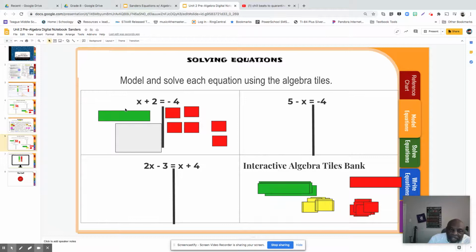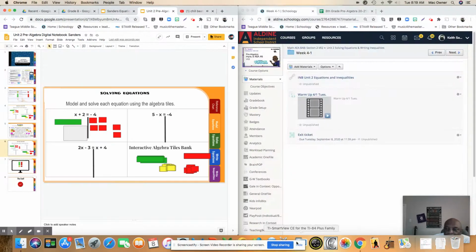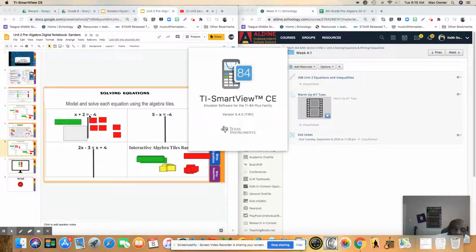So how could I check this? I can check this by saying if I know that x is -6, that means if I add -6 to +2, that answer should equal -4. And so I want to prove to you that that is correct. So I'm going to go to my graphing calculator here, and I'm going to pull up my calculator and prove to you that, yeah, -6 plus 2 really does equal -4.